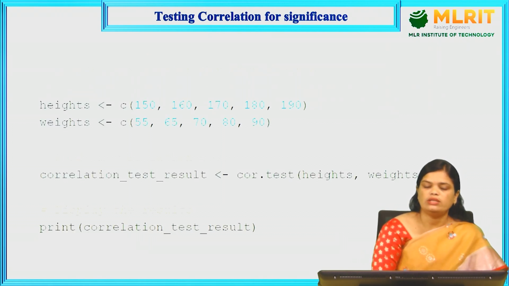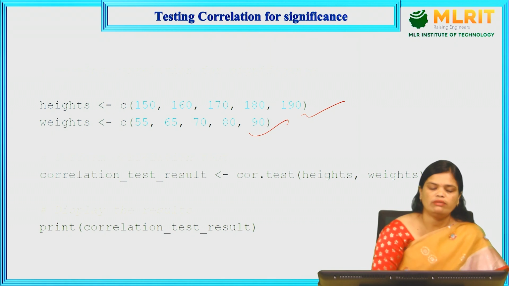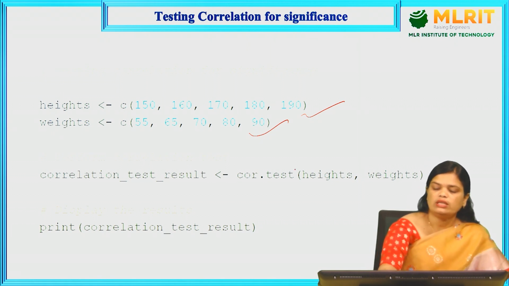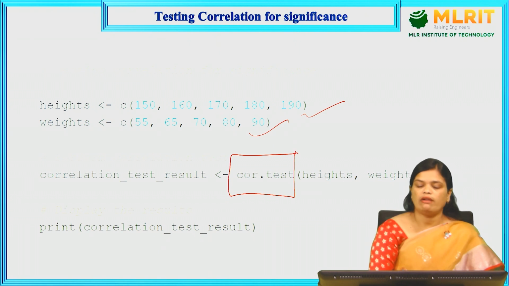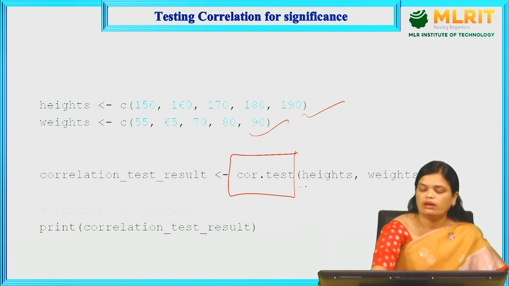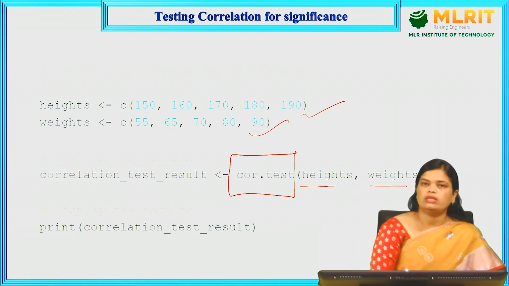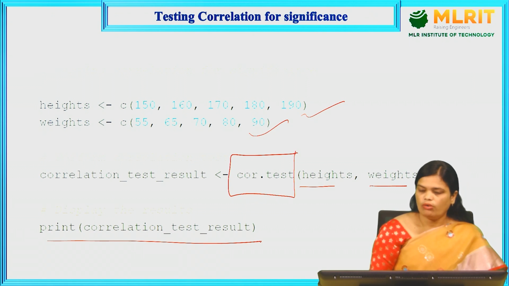Testing correlation for significance. Here we have the height vector and the weight vector. For calculating the correlation test, we have a built-in function called the cor.test function. So here the parameters you are sending are the height and weight, and we are printing the output here.